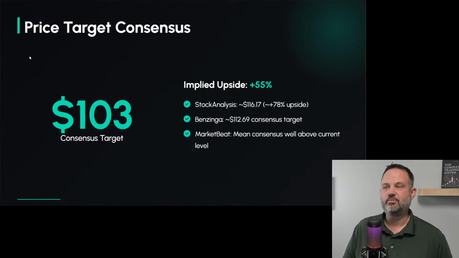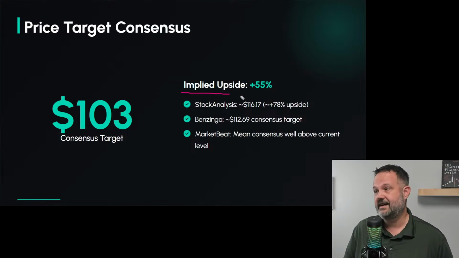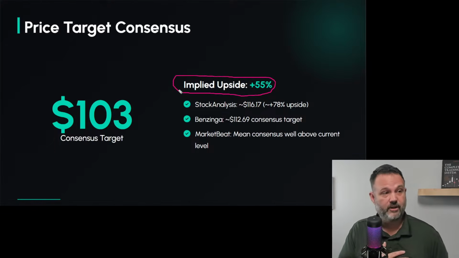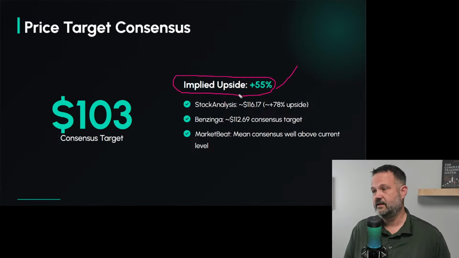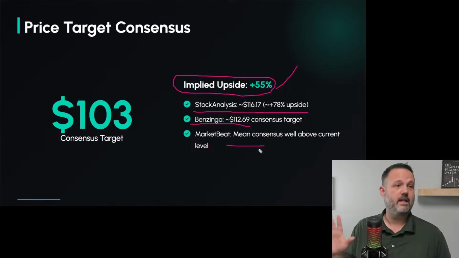All right, the price target consensus. We're looking at it trading right now at 62, so there's a lot of upside. We own 100 shares in our portfolio, and there's a lot of upside there, right? So that's good. The stock analysts have 116, 78%. Benzinga, 112. And the MarketBeat consensus is well above the current level. So we've got a lot of upside here based off of targets and analysts.